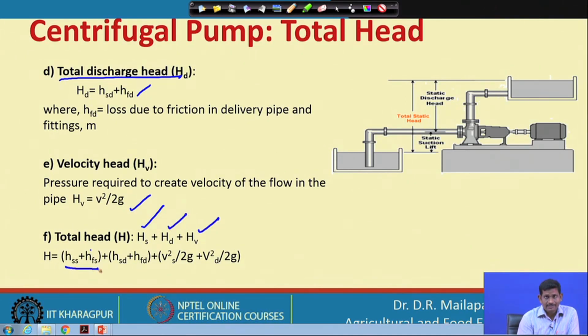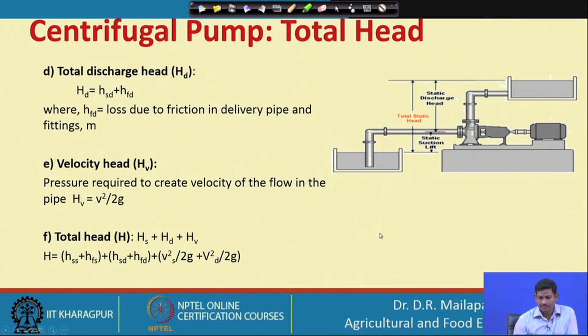So, this is the total suction head, total suction lift, total discharge head, and the velocity head in both the suction as well as discharge case, V square by 2g. So, this is the total head in case of a water source which is below the center line of the pump.